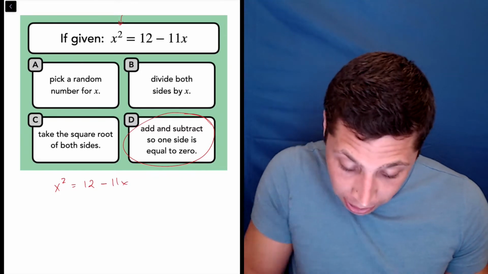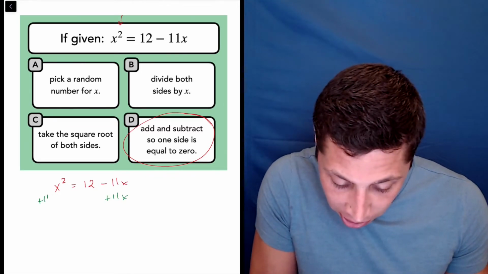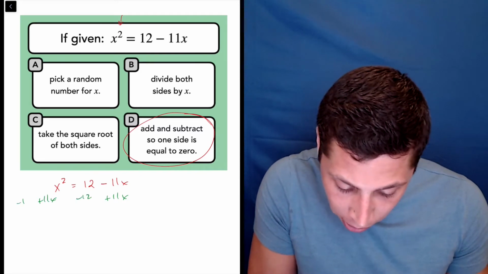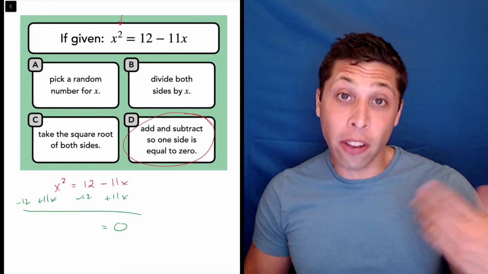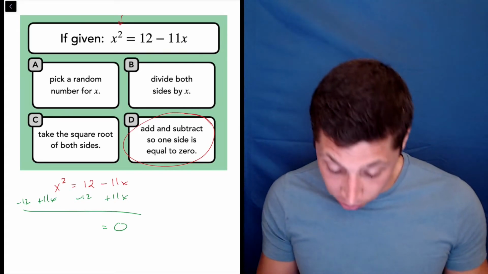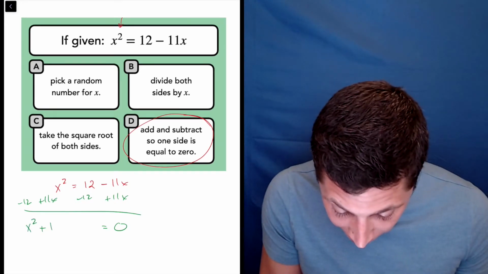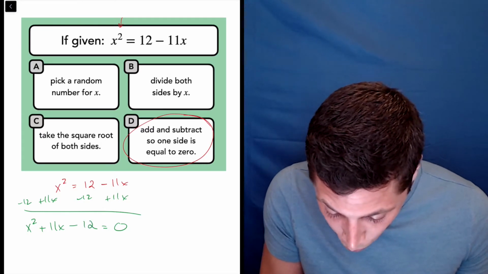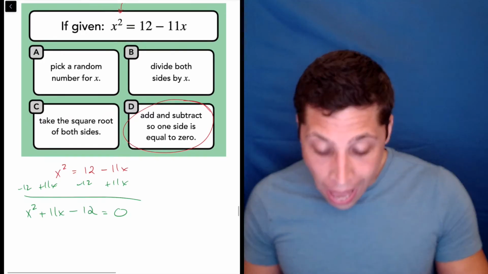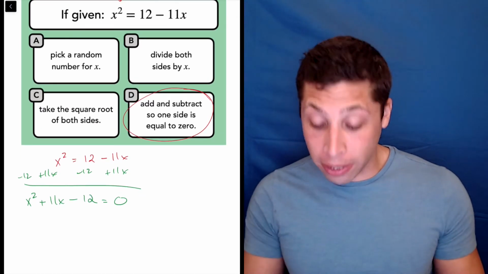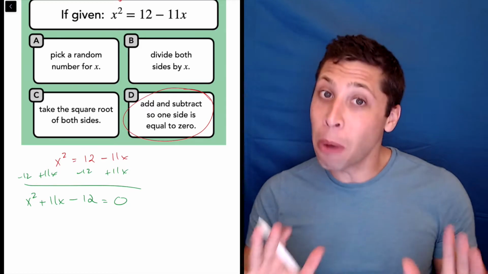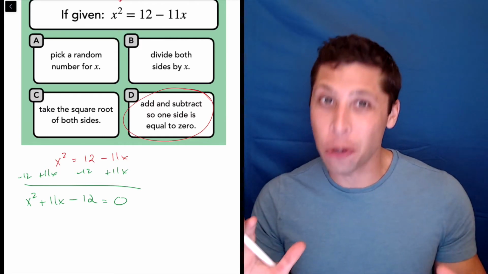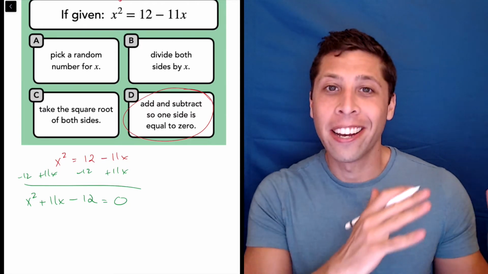First, I would add 11x to both sides and subtract 12 from both sides so that this side is equal to 0. And then on the left side, let's arrange this as a quadratic equation. X squared plus 11x minus 12 is equal to 0. And we do this because ultimately we want to factor and get two answers. Most of the time when we have a quadratic, we're going to get two answers to the equation.